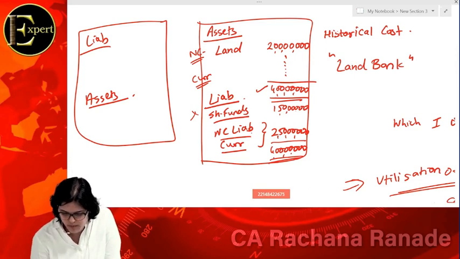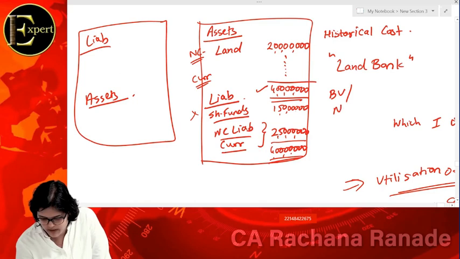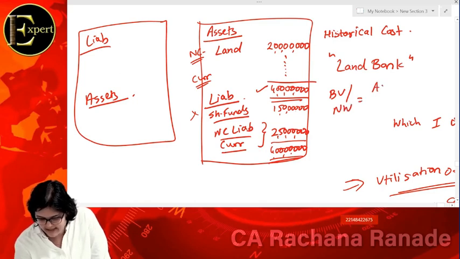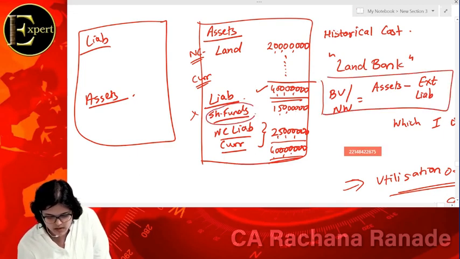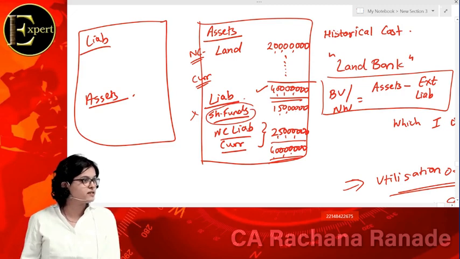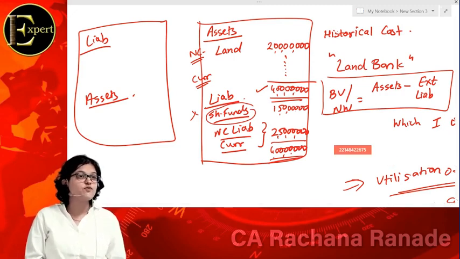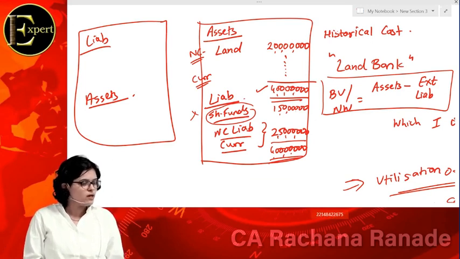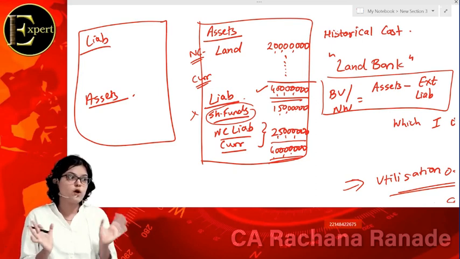Let us understand the book value formula. Book value or net worth, I may say, is equal to assets minus external liabilities. Why am I saying external liability? Shareholders funds, these are our own people, they are not treated as people outside the company. Why? Shareholders are like owners of the company. They are not demanding any fixed income from me. So external liability, will this include shareholders funds or no? It will not include shareholders funds.